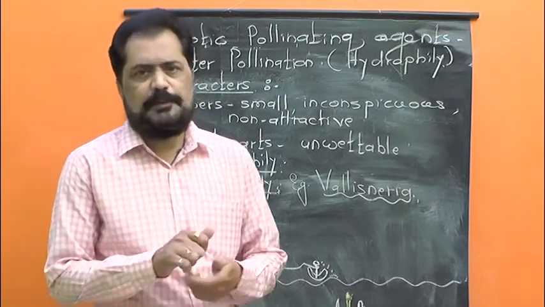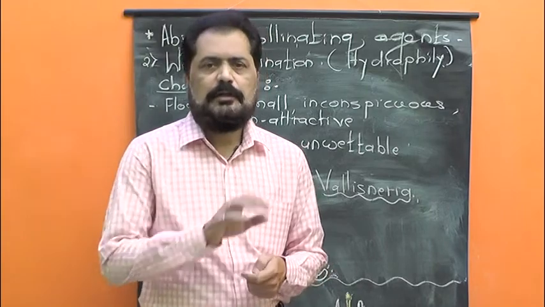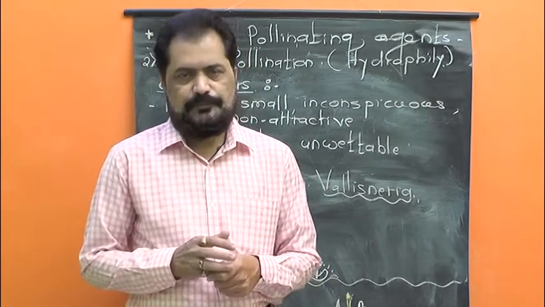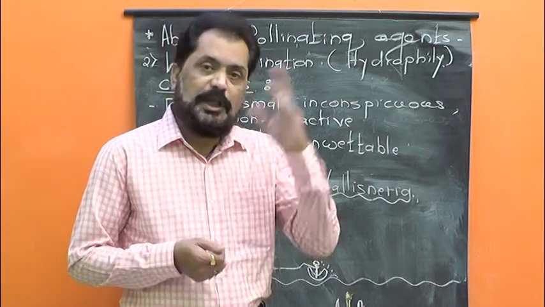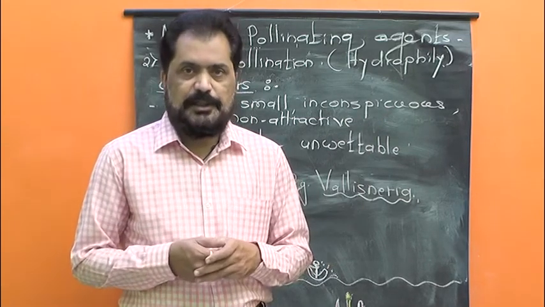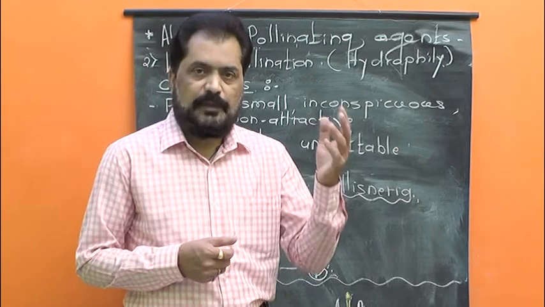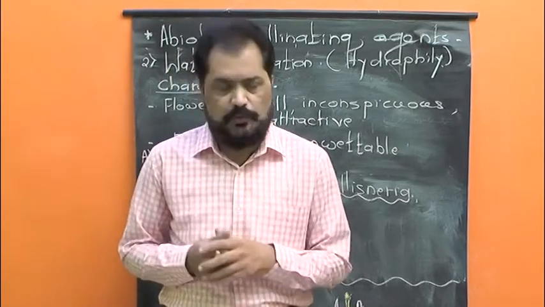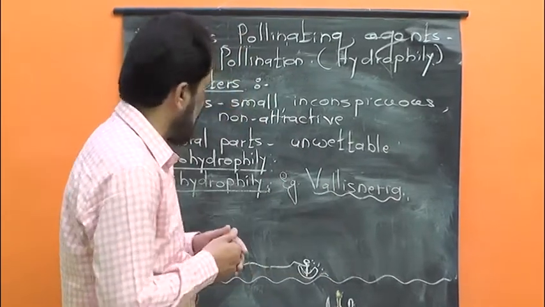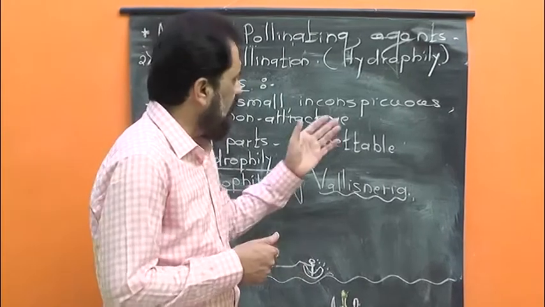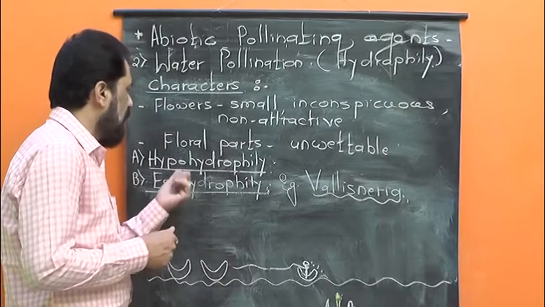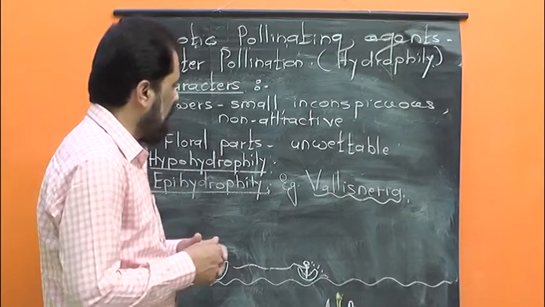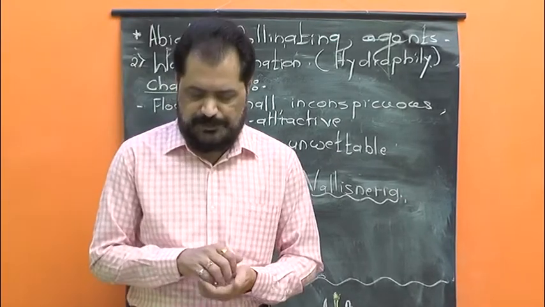In this manner we have completed the pollinating agents. We have discussed the three biotic pollinating agents, that is Entomophily, Ornithophily, Chiropterophily, and we have discussed Anemophily and Hydrophily, also the two subtypes of Hydrophily, Hypo and Epihydrophily, along with suitable examples.